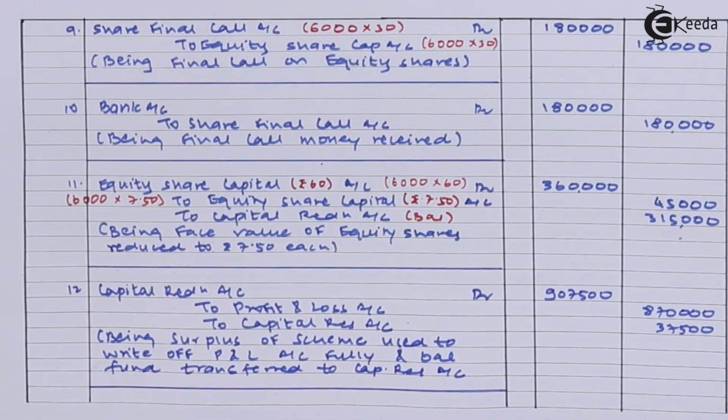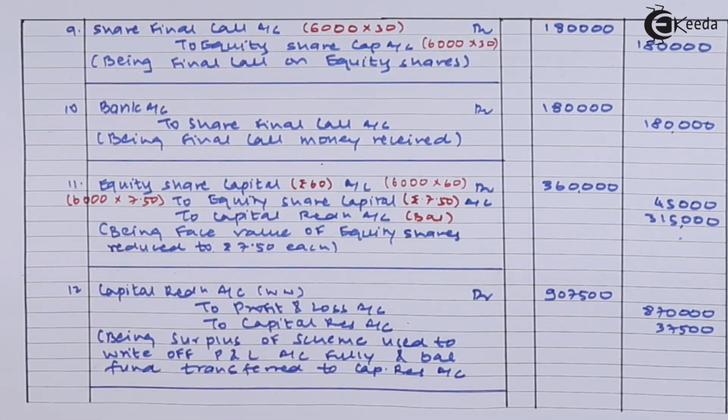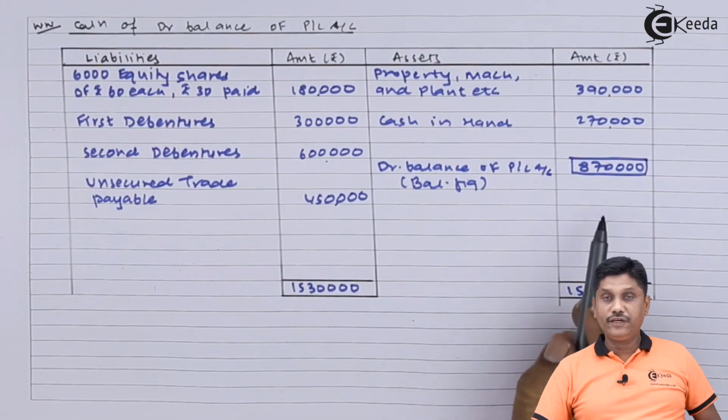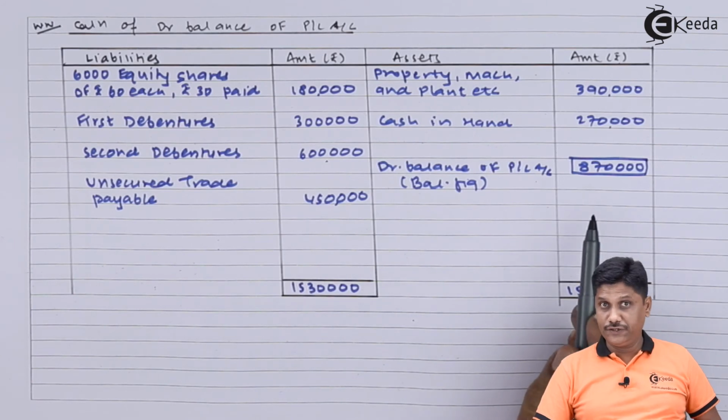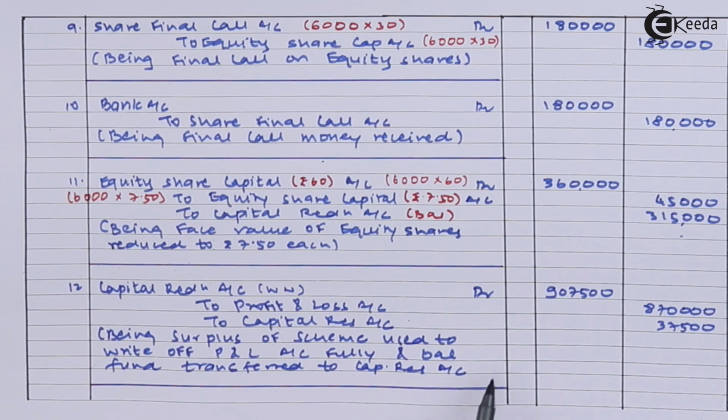Friends, you can see this entry. Capital reduction account debit 9,07,500 as per our working note. To PL account, it was a debit balance of PL account as per our first working note. We have done that and we have prepared the balance sheet. You remember that. Let me show you that also. I am talking about this debit balance of PL account which is written off. Friends, surplus thereafter we have transferred to capital reserve because it is not your regular event. Any surplus arising from this we will transfer to capital reserve. Being surplus of the scheme used to write off P&L account fully and balance fund transferred to capital reserve account.